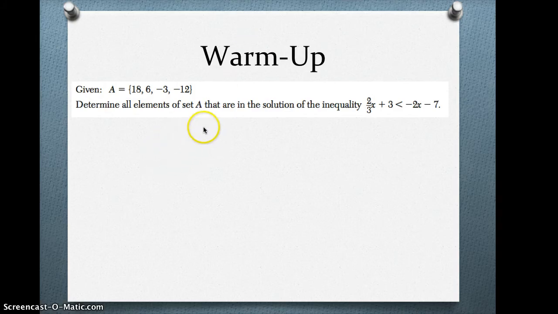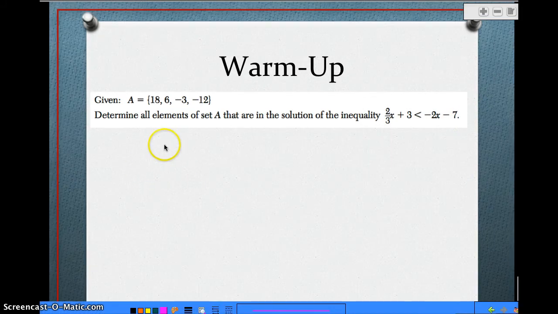Okay, warm up for 6.2. We're given set A is 18, 6, negative 3, and 12. They want us to determine all the elements of set A that are in the solution of this inequality. So we have to check each one of these elements, substitute it into this inequality, and see if it comes out true or false. So it's one step at a time.